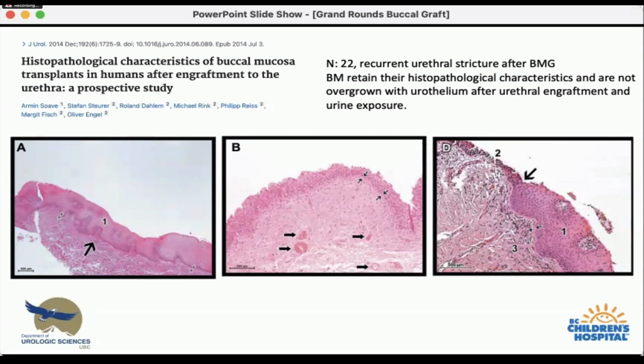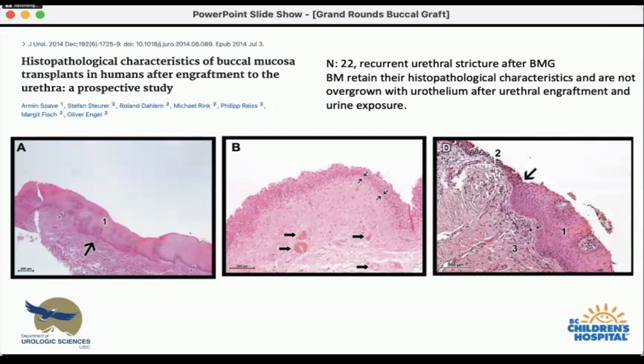We see that it is composed of a thick sheet of non-keratinized squamous epithelium, delineated as number 1, and a thin lamina propria, marked as the large arrow. Then figure B is the harvested bulbar urethra, consisting of a thin pseudostratified urothelium. And figure D shows that the integrated buccal mucosa that had been transplanted previously preserved the histological characteristics of the oral mucosa, and it is not overgrown with urothelium. So the arrow shows the urothelium demarcation.